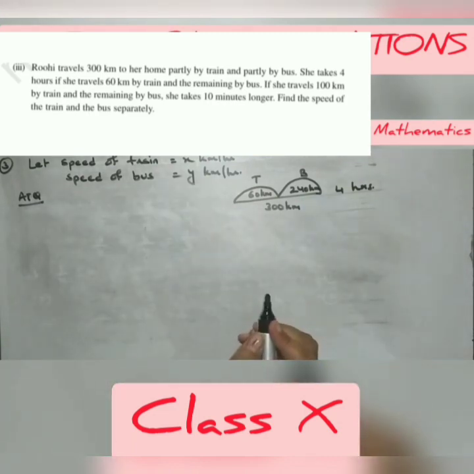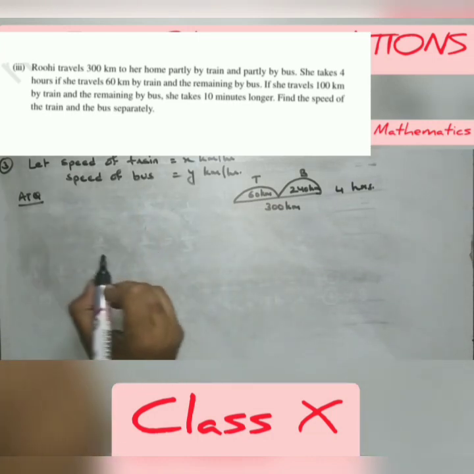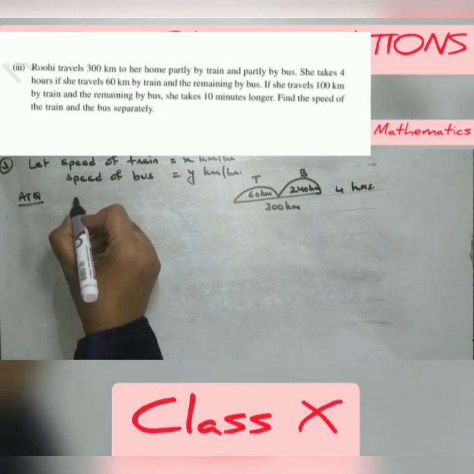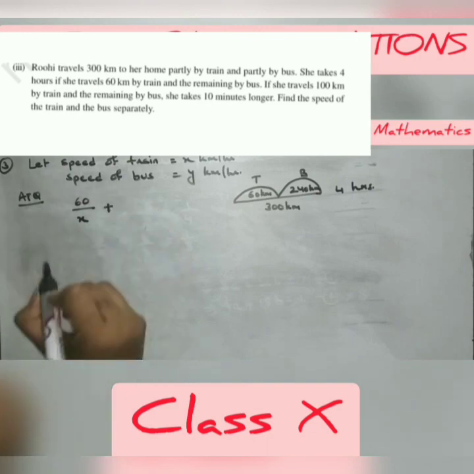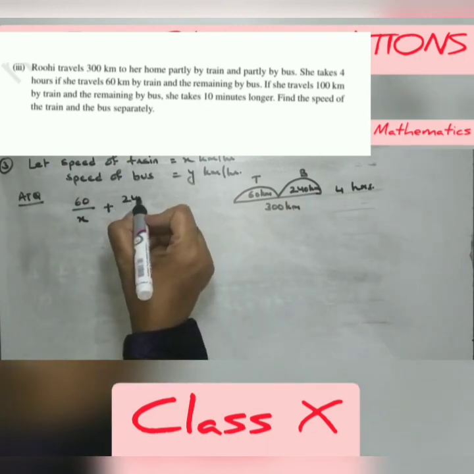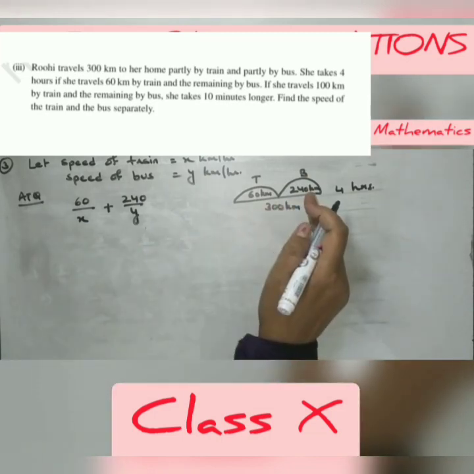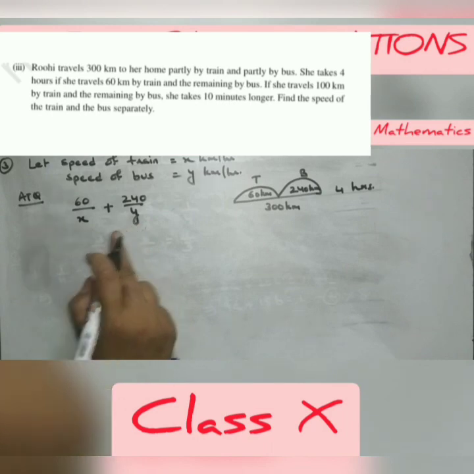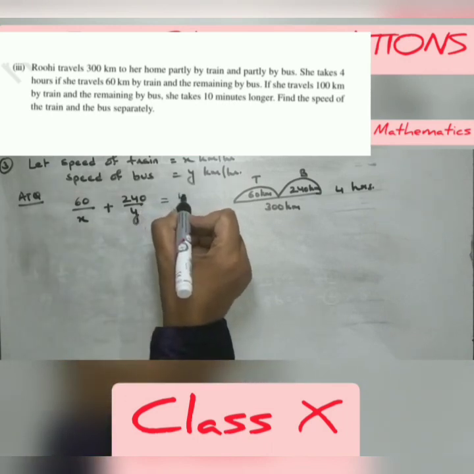So let us make the equation for time. Time taken by train will be 60 by x, distance by speed, plus time taken by bus will be 240 by y. Distance covered by bus is 240, speed of the bus is y. So this is the time taken by the bus, this is the time taken by the train, and the total time taken is 4 hours.